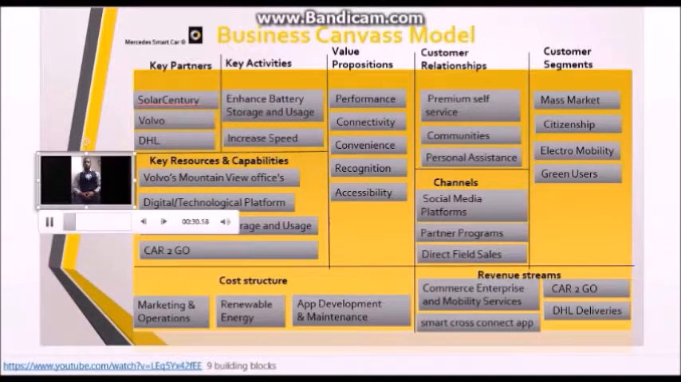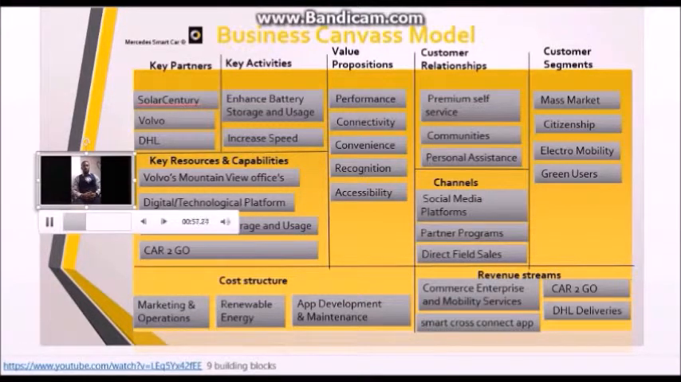For example, key partners. Our key partners are going to be Solar Century, Volvo and DHL. Now, Solar Century is very great for solar panels, and that's going to be a great partnership for us. Volvo are experts in this field, and they are the leading one in terms of creating electric cars. So now, with them being our key partners, we are able to put ourselves on a very good platform to create our car.